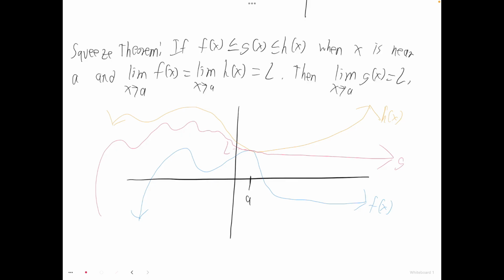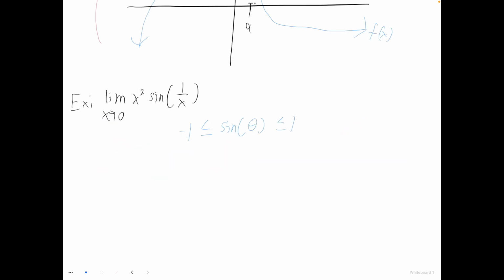We know that sine of any value theta is between 1 and -1. Since that's true for any value theta, it is also true for sine of 1 over x. So sine of 1 over x is between -1 and 1. And so now if I multiply everything in this inequality by x squared, which I can do since x squared is always non-negative, I get negative x squared is less than or equal to x squared sine of 1 over x is less than or equal to x squared.